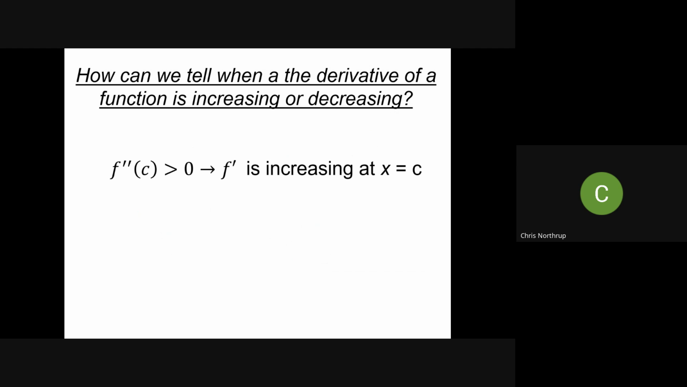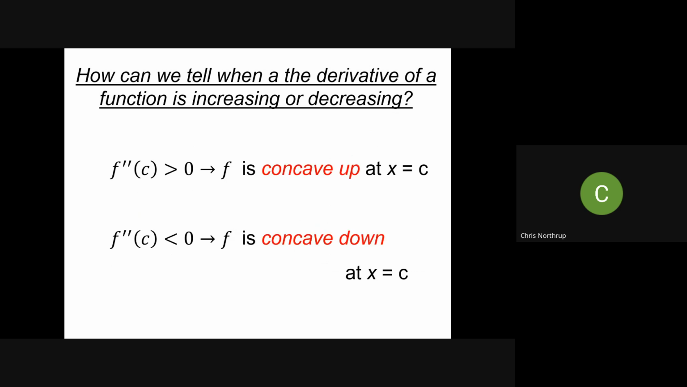If your second derivative is positive, that means your first derivative is increasing at that point. If your second derivative is negative, that means your first derivative is decreasing at that point. Another way to say that is positive second derivative means concave up at that point. Negative second derivative means concave down at that point. So this is a lot of repeat from when we were doing the first derivative test to find relative extrema. It's essentially the same process.